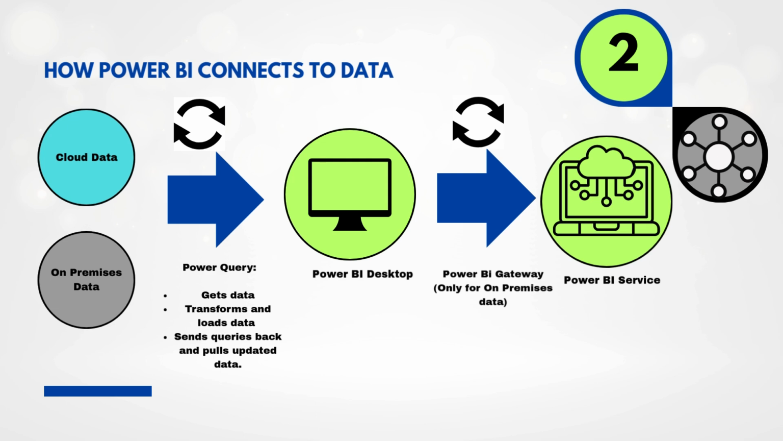After your data is transformed, you move into the modeling and visualization stage inside Power BI Desktop. Here you build relationships, create measures, design visuals, and craft your report layout. When your report is ready, you publish it to the Power BI service. At this point, the data flow splits into two paths. If your data source is cloud-based, Power BI connects directly to the Power BI service. If your data source is on-premises, you will need the Power BI gateway.